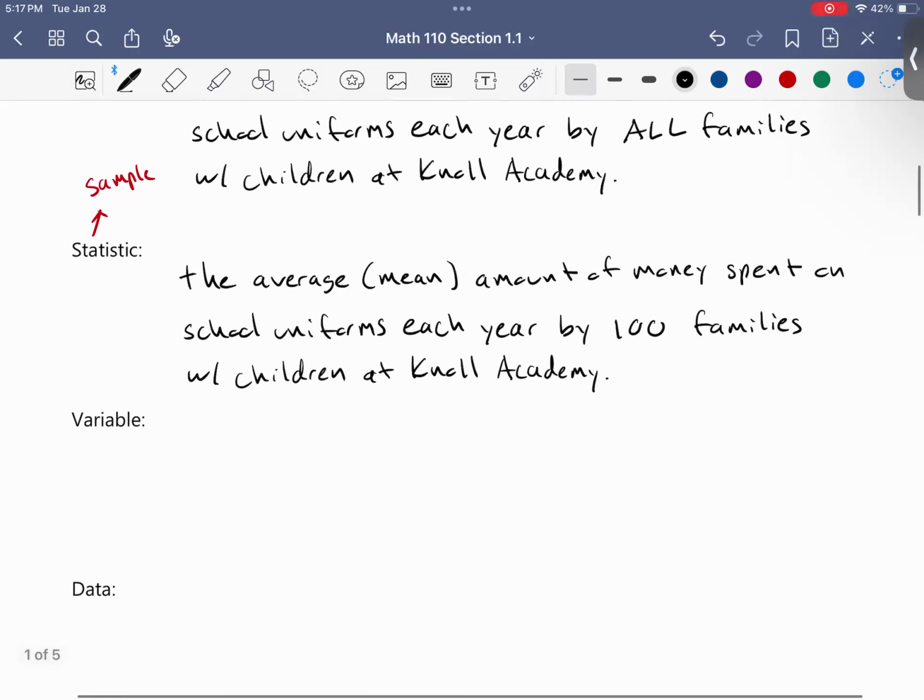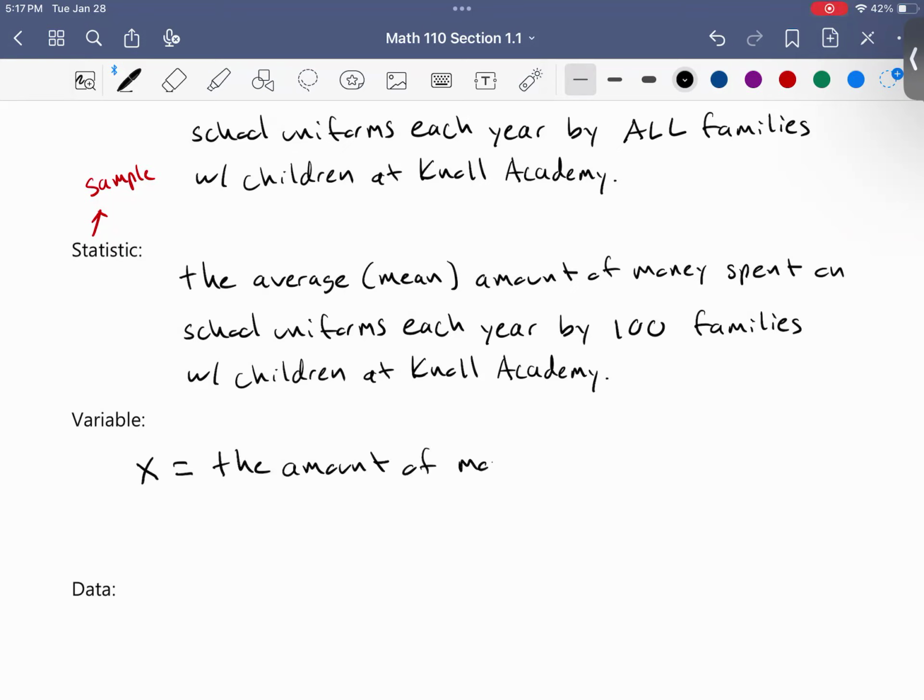And variable is really the amount of money one family spends. So what you want to do for variable is say x equals, and it's going to be the amount of money, and the key word is one family spent on school uniforms each year.